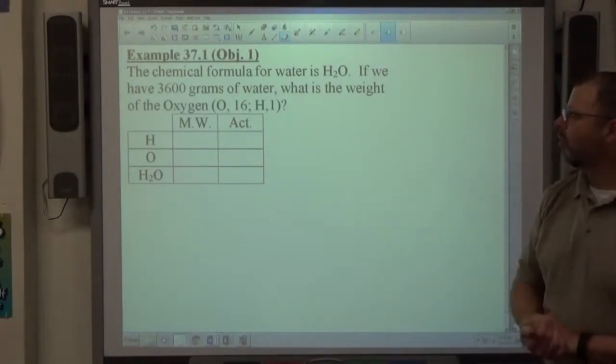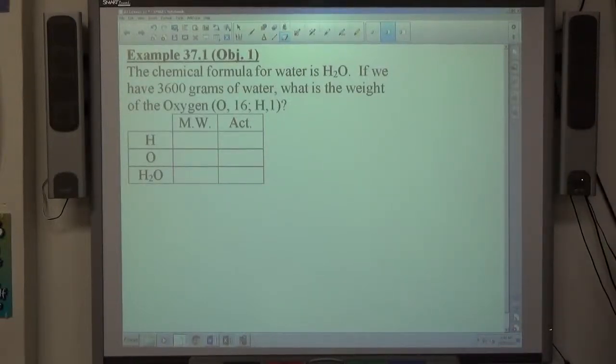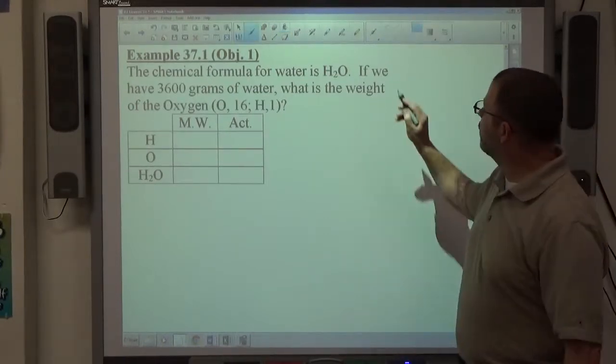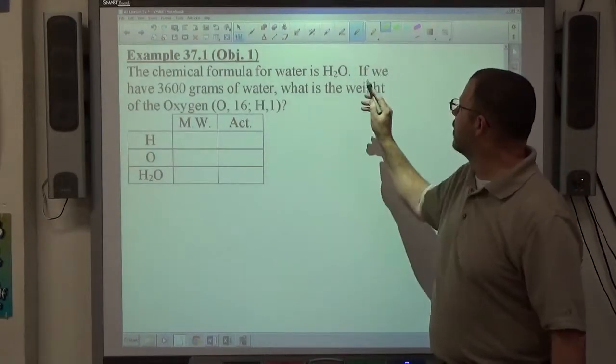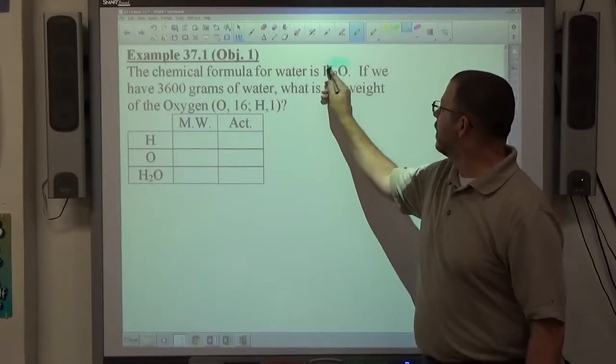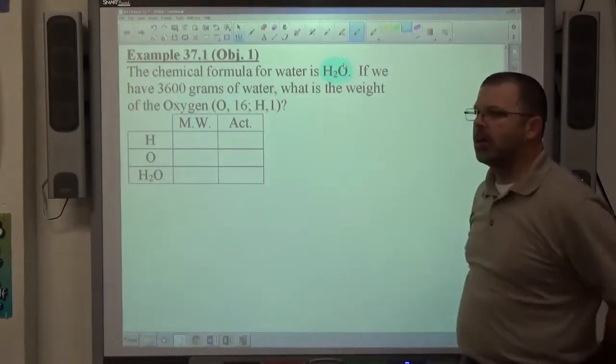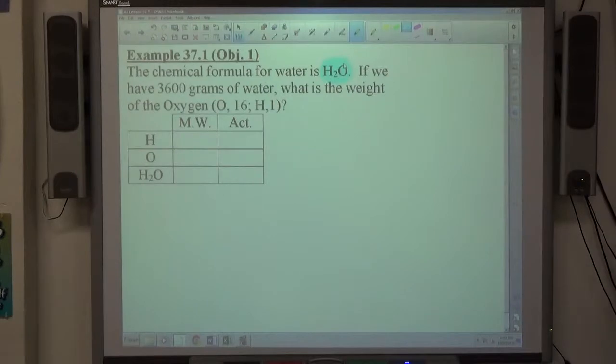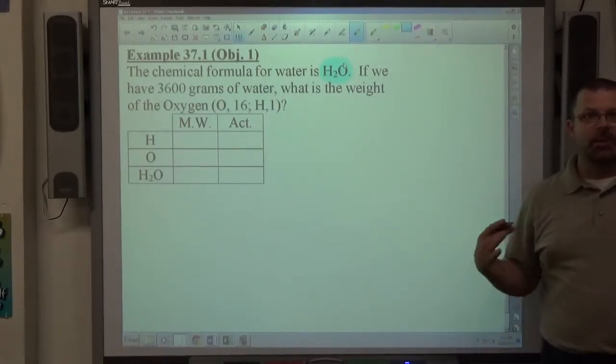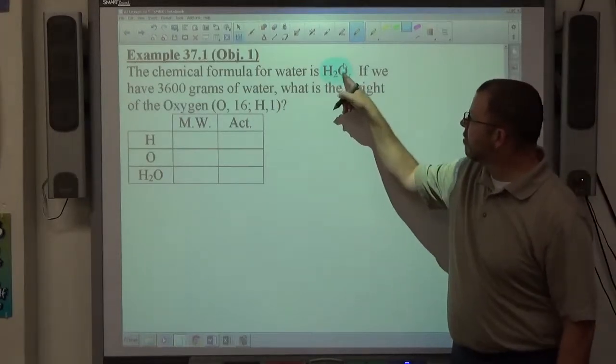Example 1, the chemical formula for water is H2O. If we have 3,600 grams of water, what is the weight of the oxygen? First off, I don't know how many of you have taken a chemistry class or physical science to the extent you know what H2O means, but I always make the assumption students know H2O means there's 2 hydrogen atoms, 1 oxygen atom. If you don't know that, that's what it means. H is hydrogen, O is oxygen.